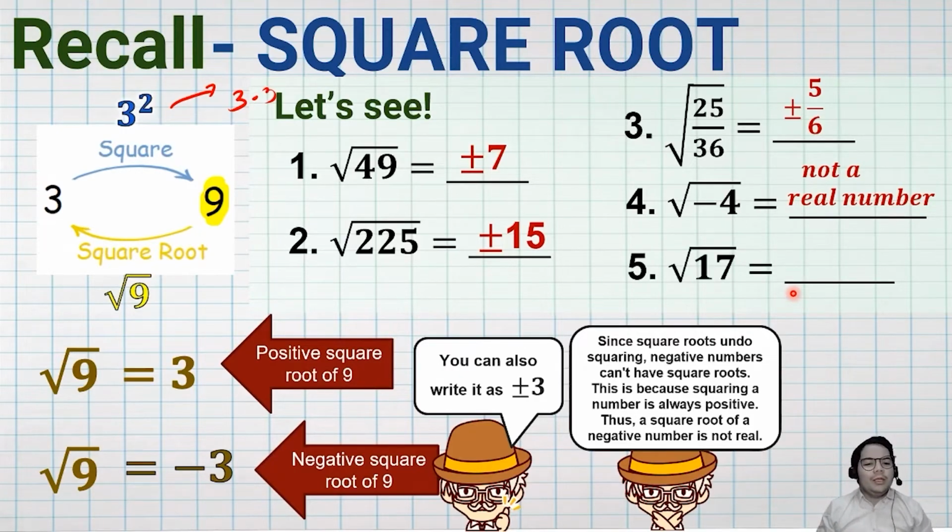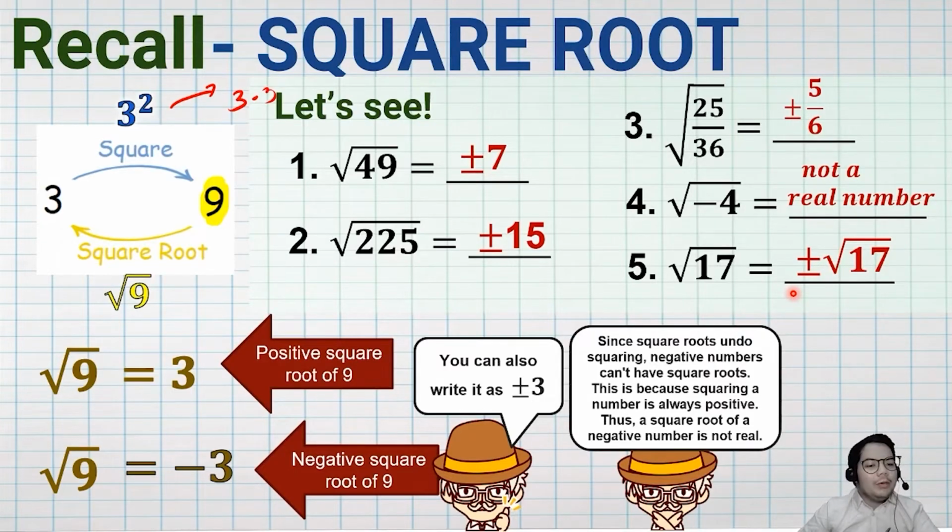How about this one? Square root of 17. Square root ba yung 17? Parang hindi naman perfect square yung 17. Anong gagawin natin kapag ganito? So, ang gagawin natin kapag hindi perfect square yung nasa loob ng square root, what do we need to do? We just write it as a square root of 17. Idadagdag lang natin yung positive and negative.